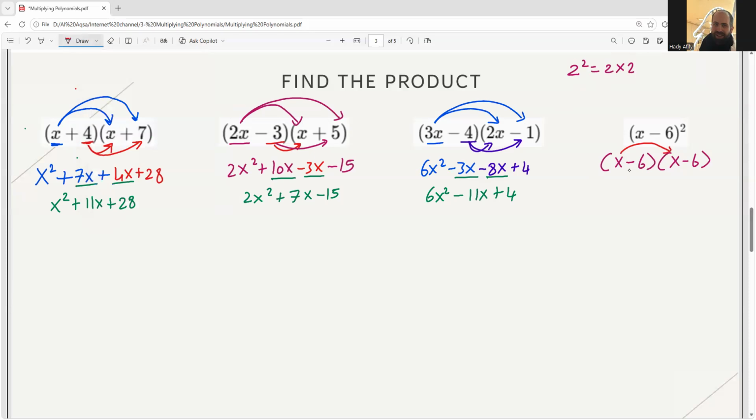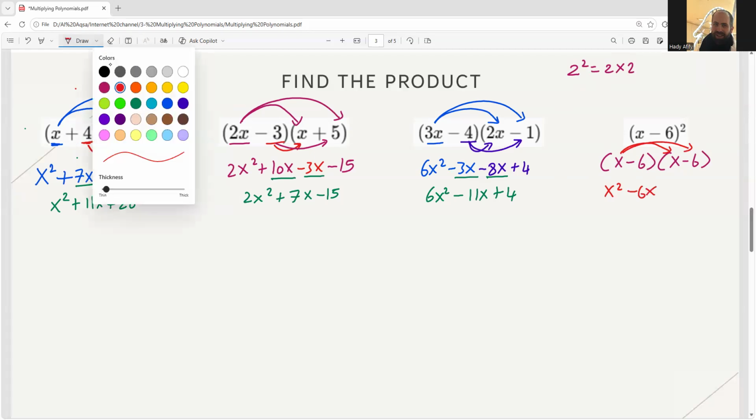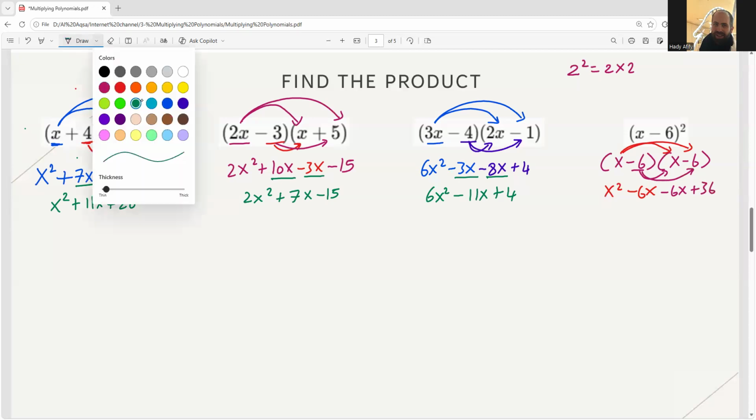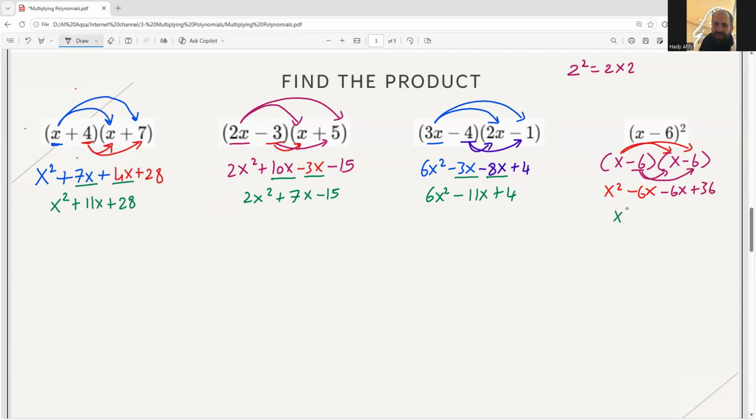Multiply the first by the first. x times x will be x squared. x multiplied by negative 6 will be negative 6x. And then we want to multiply the second by the first. Negative 6 times x will be negative 6x. Then negative 6 times negative 6 will be plus 36. And here we are going to add the like terms. So x squared, like terms are negative 6x and negative 6x, which will be minus 12x, plus 36. And this is the end of the question.